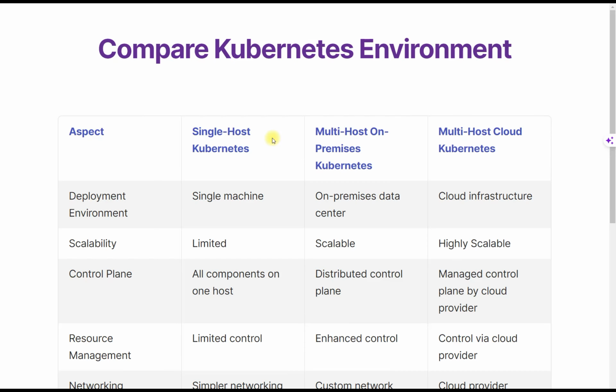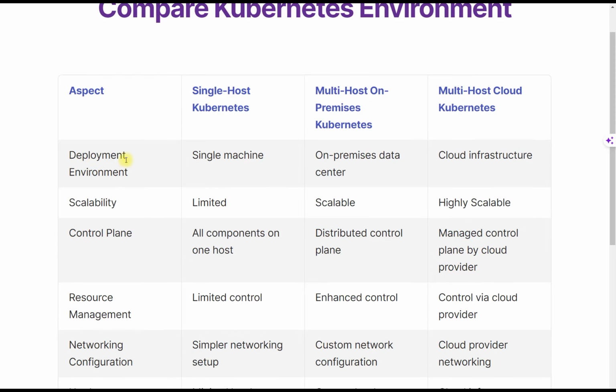Now it's time to compare Kubernetes environments in different scenarios. We have taken three scenarios here. In the first scenario, the Kubernetes infrastructure is configured on a single host. It can be your virtual machine or your physical host. The next environment is a multi-host on-prem Kubernetes infrastructure, where you have multiple nodes like master and worker nodes, but all this infrastructure is configured in your organization itself. The next environment is a multi-host cloud Kubernetes environment, where this multi-host Kubernetes environment is configured on any one of the cloud platforms. So first we are talking about the deployment environment.